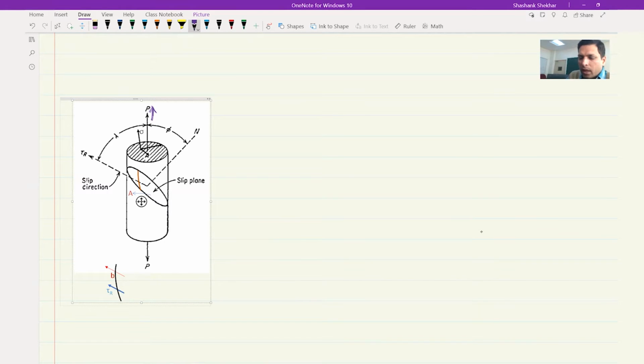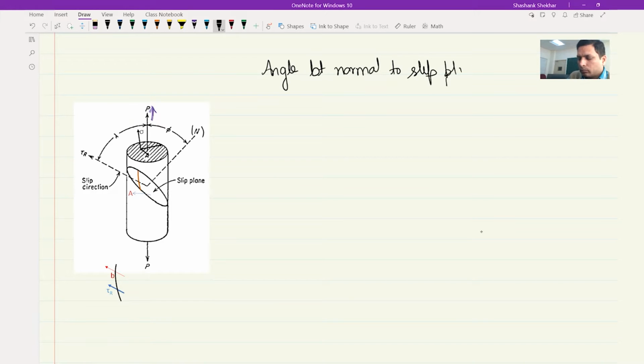So here we know that the angle between the normal to the slip plane, which is this, given by N, and the tensile axis. So this is the tensile axis P, and this is the normal. The angle between them is given by phi.